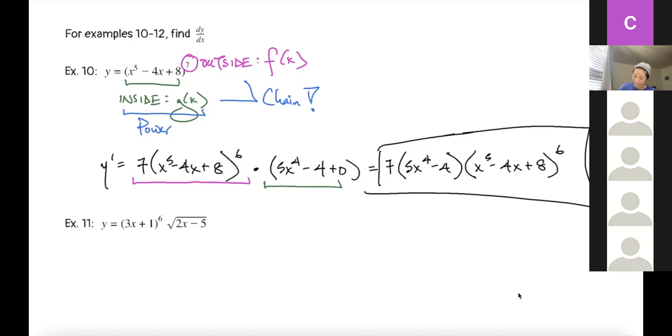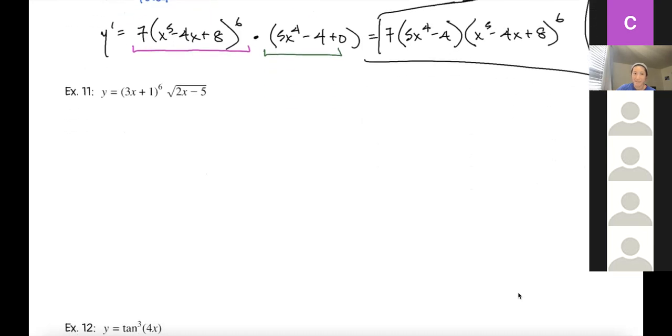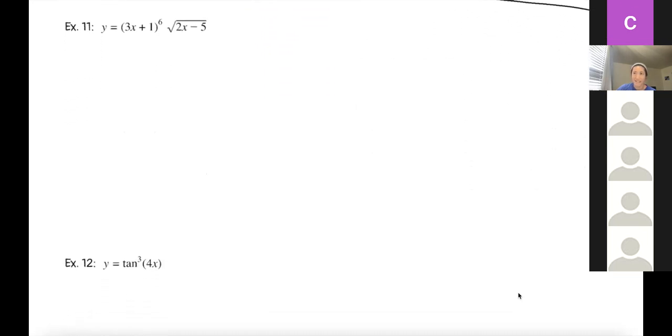All right, well, let's take a stab at number 11. First things first, before we start calculating, I want us to think about what rules we're going to use in order to find the derivative. And specifically, if there's more than one rule, I want us to think about what order we need to use those rules in. I got a product and a chain.